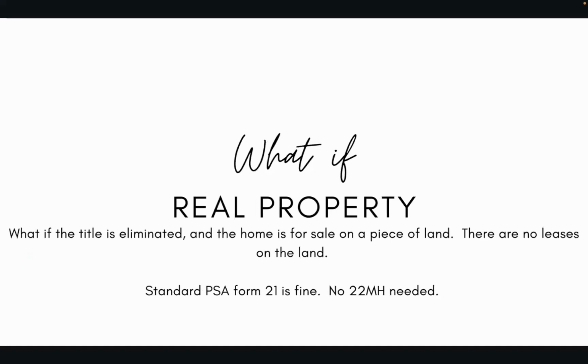All right, so kind of bringing this into more real life, how do we use this form? When does it apply? When does it not apply, right? So what if we have real property? What if the title is eliminated and the home is for sale on a piece of land? There are no leases on the land. So that's going to be just a standard purchase and sale. A Form 21 is just fine because there is no title elimination needed. The 22MH is not needed.